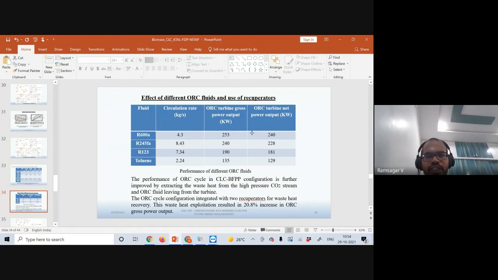But though this gives more power output, I have compared the toxicity of these materials. My decision was based on this, though it gives more ORC turbine power output, because this is more eco-friendly than R600A. There are different parameters you have to consider while selecting the ORC fluid: cost, toxicity, and operational conditions. All these things come into the picture.